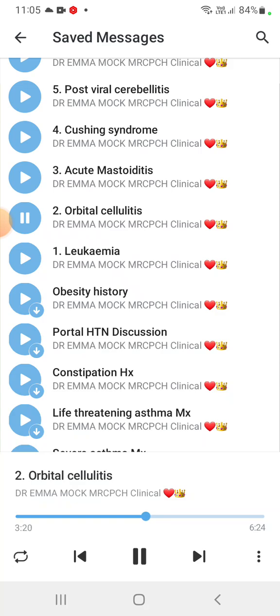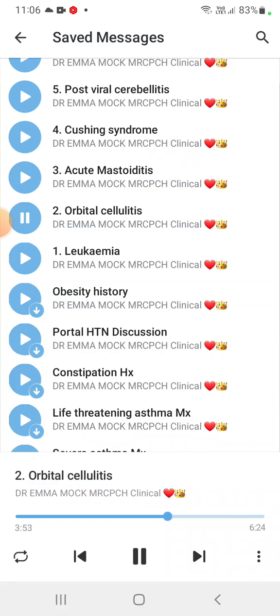Then investigations: full blood count, CRP, ESR, culture and sensitivity, then CT scan of the brain, MRI of the brain, CT of the orbit, sinuses, and brain. Also a swab from the eye if possible. What are the indications for CT scan? Suspected orbital involvement, central neurological signs, inability to assess the eye movements or vision, bilateral edema, and deterioration despite treatment. The indication for MRI is suspected intracranial involvement on CT.